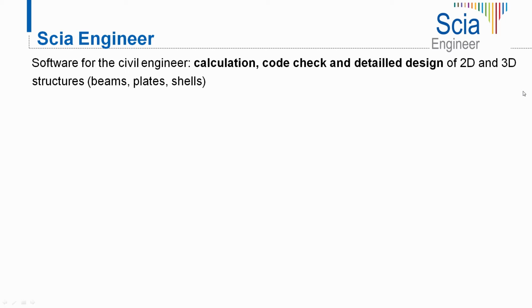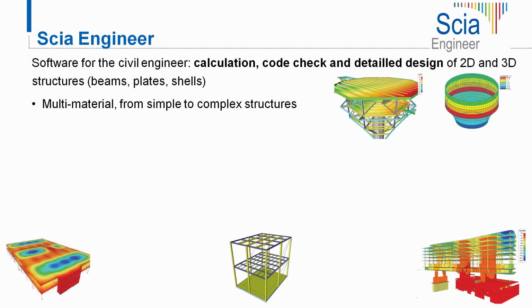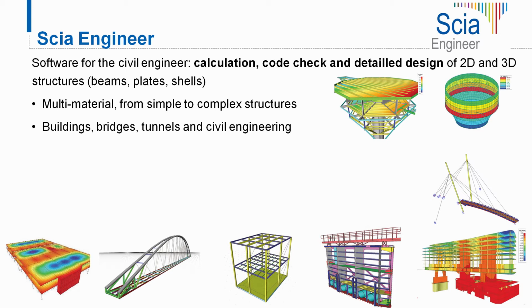So you can use this to calculate all types of structures, to do calculations, but also code checks and detailed designs. So Scia Engineer allows you to use multi-materials, different materials, wood, concrete, steel, all together, aluminium, and for all types of structures. Those can be made of beams, shells, plates with ribs, all elements together. You can use them for buildings, bridges, all kinds of civil engineering structures.